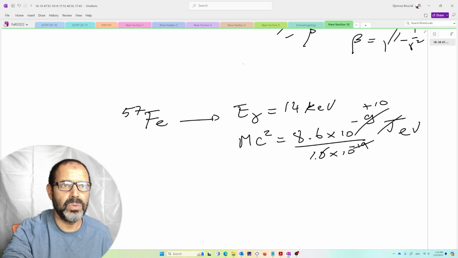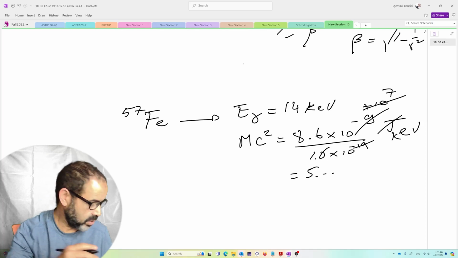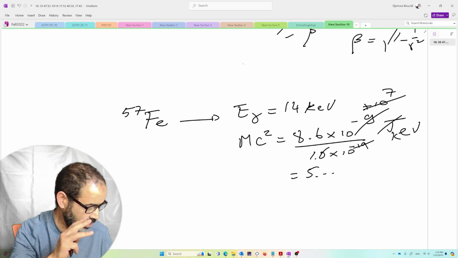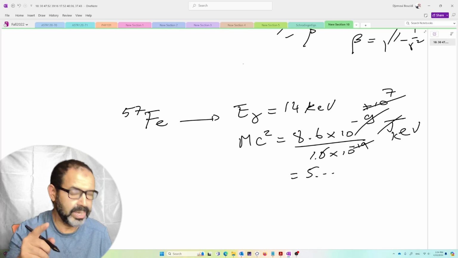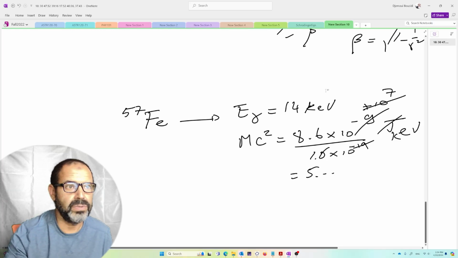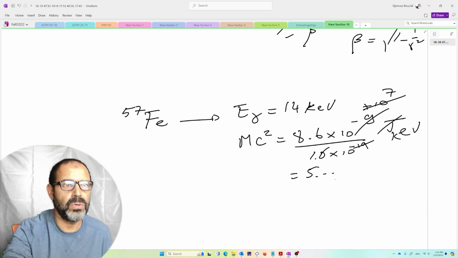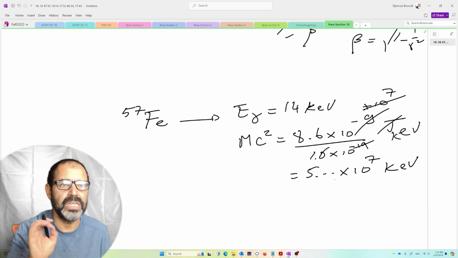And in order to convert it to kilo electron volts, I'm going to divide by 1000, so it's going to be 10 to the power 7. 8.6 divided by 1.6 is some 5 point something, 5 and some change. Usually try to keep 2 decimal points because there are sig figs in here. There are three sig figs for both the energy of the photon, 14.0 kilo electron volts, and that of the mc squared, which is 8.60. So there are 3 sig figs that you need to retain, times of course 10 to the power 7 kilo electron volts. Again, this is the energy of mc squared.